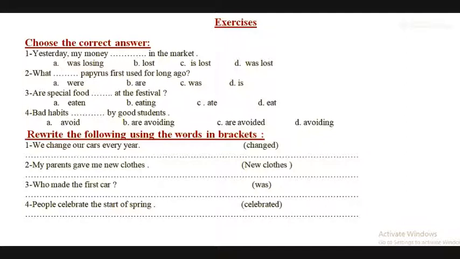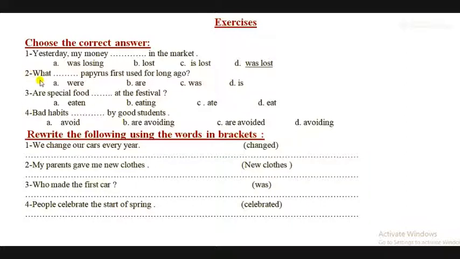Now, let's answer these questions. Choose the correct answer. Number 1. Yesterday my money in the market. My money was losing, lost, is lost, was lost. Yes, great. Was lost is the correct answer.